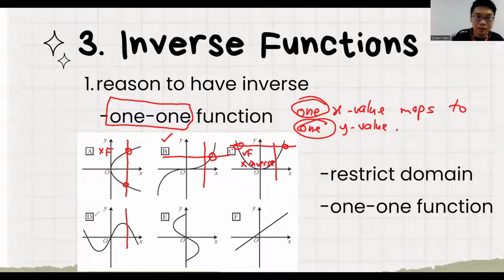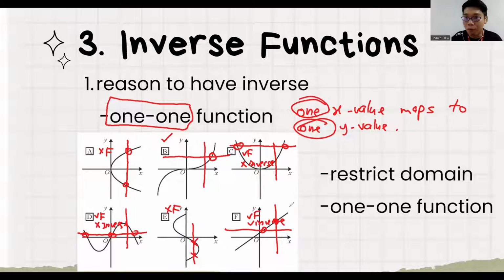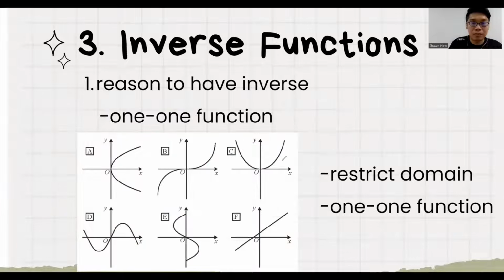Next, this is a function. We confirm by using a horizontal line. 1, 2, 3. No inverse. It cuts two points, so this one is not even a function. This one is a function. It cuts through one x value, so it also has an inverse. So this is how you confirm which function can have an inverse.